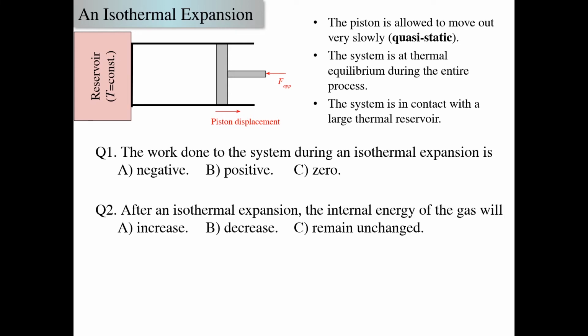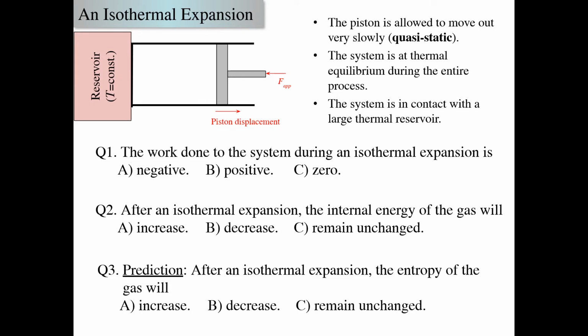Question 2 is, after isothermal expansion, is the internal energy of the gas increased, decreased, or unchanged? If we remember the equipartition theorem, the energy of, say, an ideal monatomic gas is 3/2 nkT. That means that the energy of the gas is directly proportional to the temperature of the gas. For an isothermal expansion, temperature is constant, which means that energy must be constant. So therefore, the energy of our gas remains unchanged when we undergo an isothermal expansion.